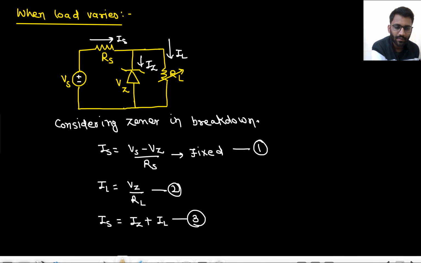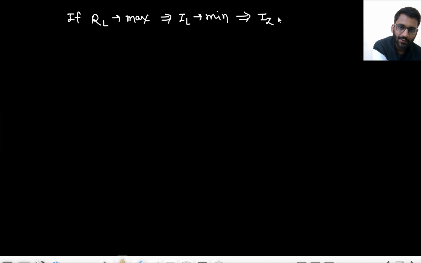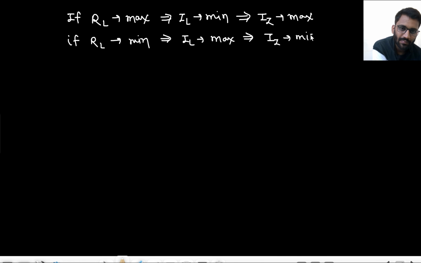If RL is max, that means IL would be minimum, and that means IZ has to be maximum. If RL is minimum, that means IL has to be maximum, that means IZ will be minimum. This is the case.